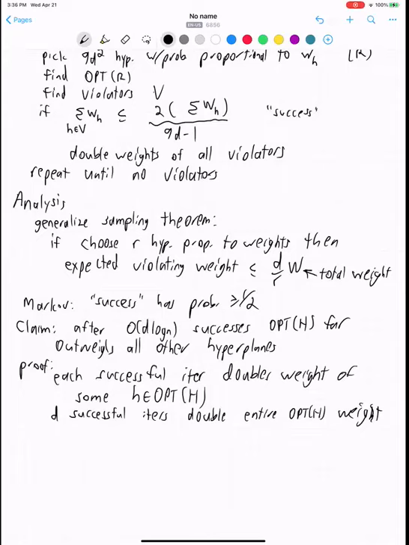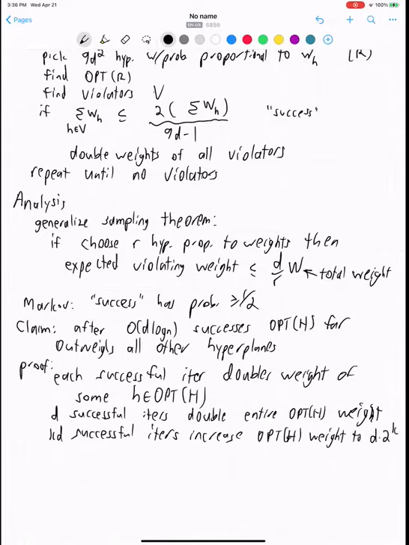More generally, kd successful iterations increase the optimum weight to at least d times 2 to the k. The initial weight is d, and each time you have d successes, it doubles. So after kd successes, it will have doubled k times, and you end up with the weight multiplied up to at least 2 to the k times d.